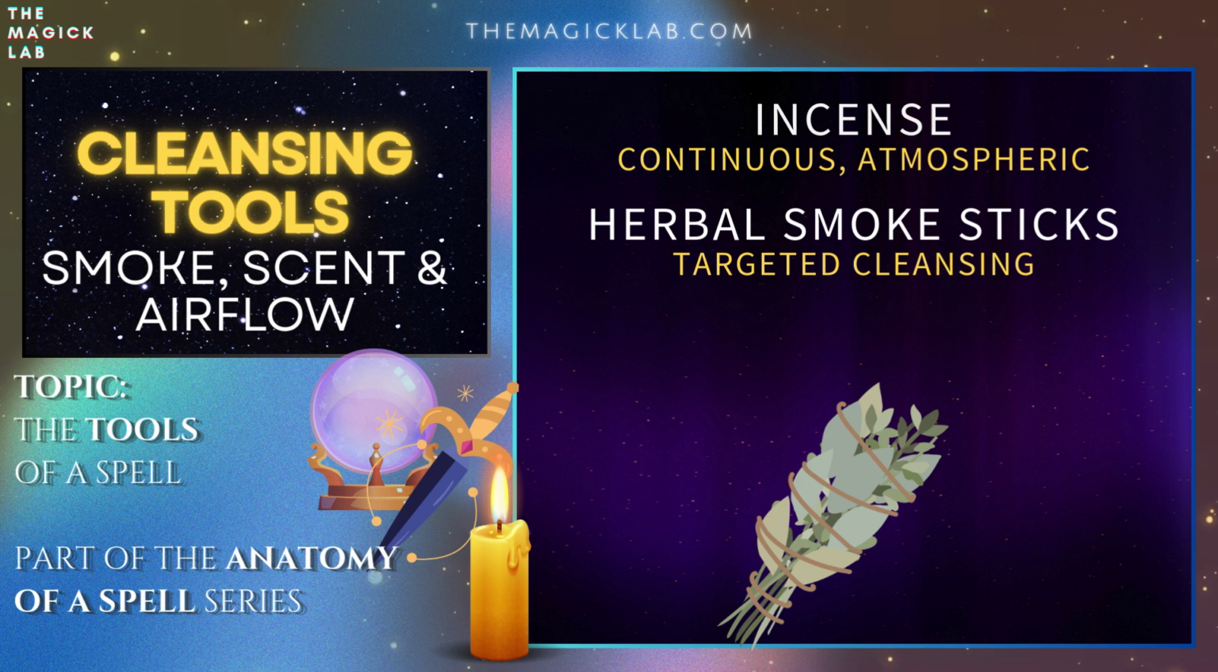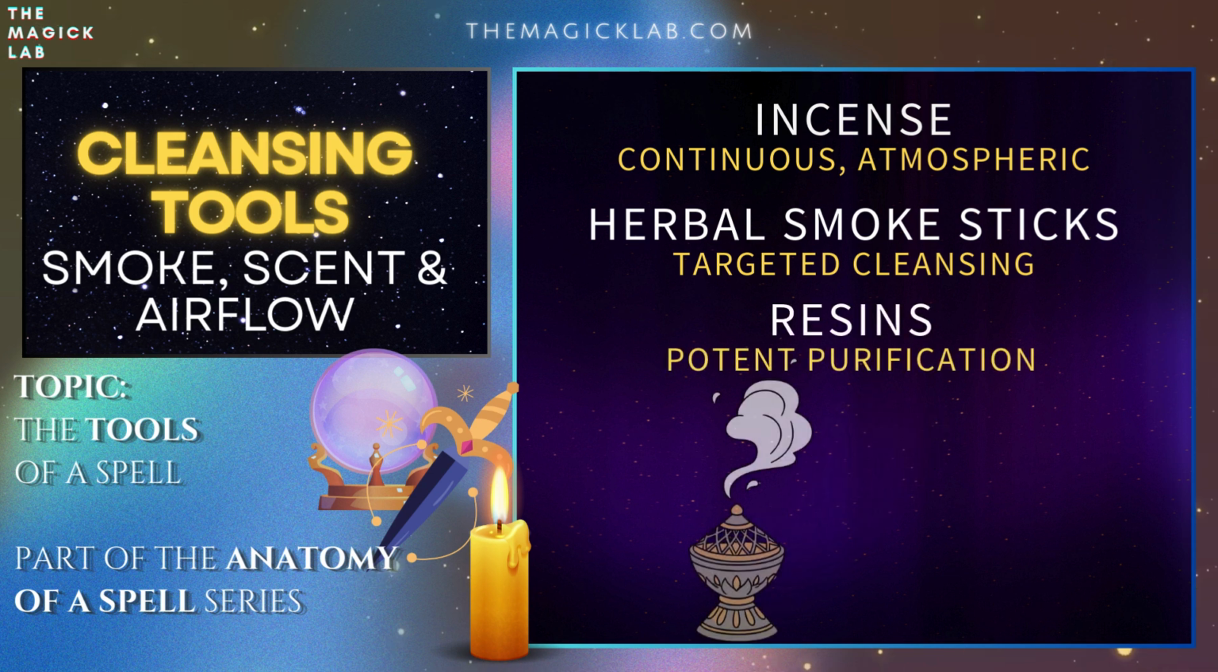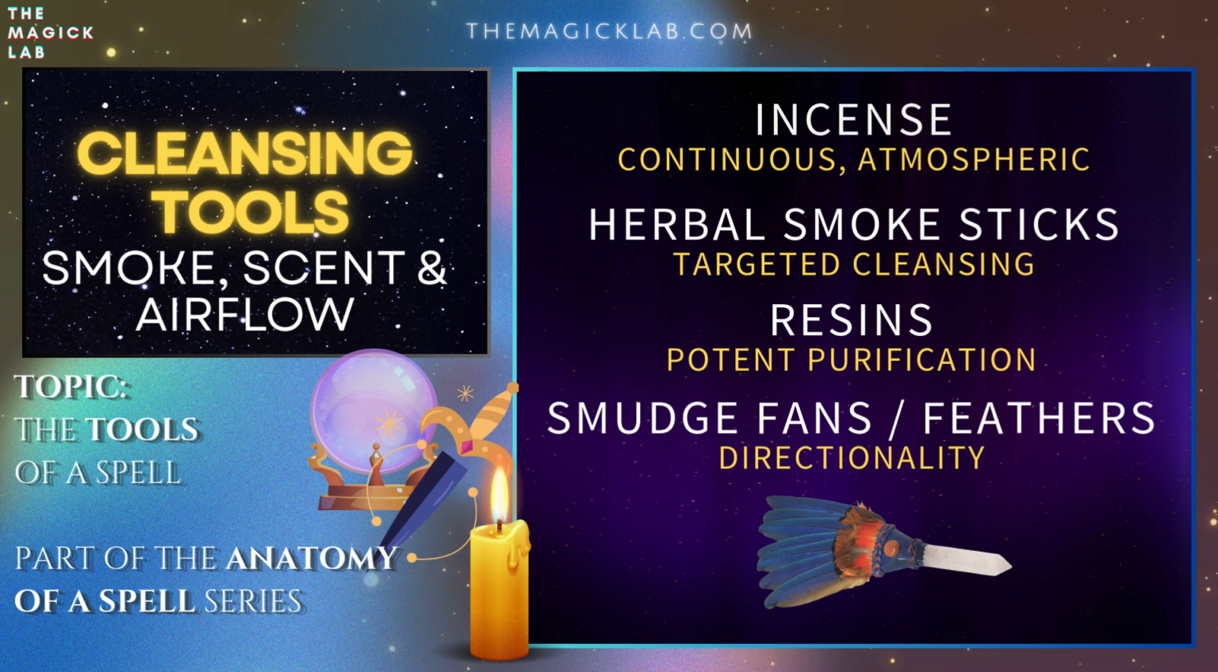People commonly use sage sticks for this. You can use resins on charcoal. This is potent purification for heavier work. There are smudge fans or feathers, which can accompany smoke tools, and they can direct and shape the smoke and guide the cleansing exactly where you want it. So you would direct the smoke into a specific direction with these fans or feathers.